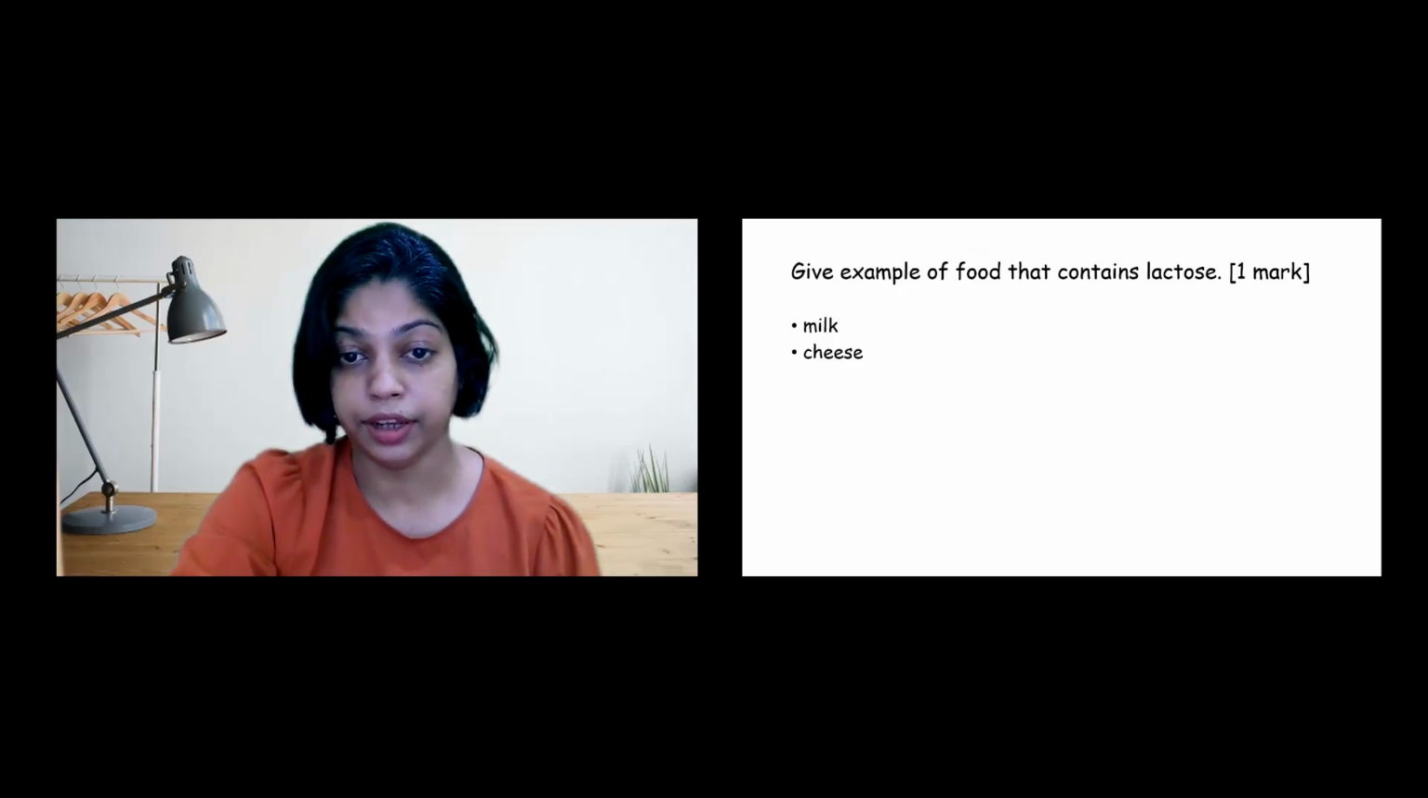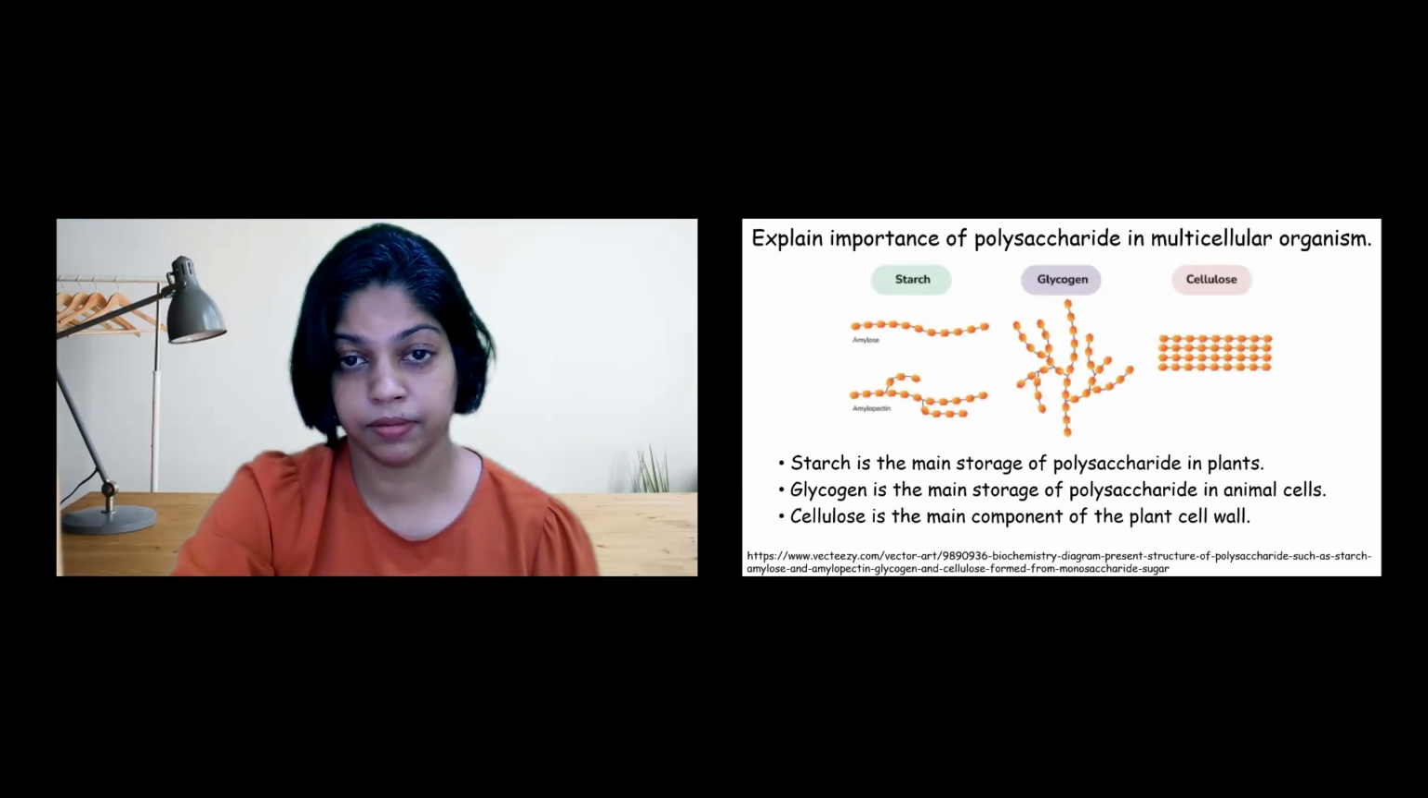Lactose is found in dairy products such as milk and cheese. Here are the importance of polysaccharides in multicellular organisms.